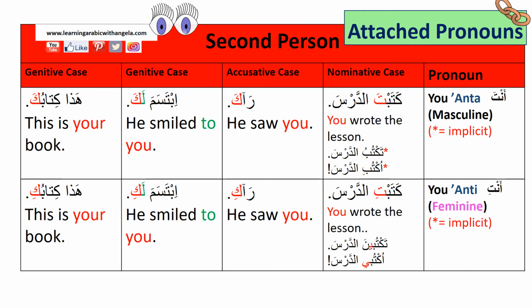رآكِ, he saw you. So over here the pronoun received the action and it is in the accusative case, being the object of the verb. ابتسم لكِ, over here the pronoun is attached to the particle of jar, forming a genitive construction and being in a genitive case. هذا كتابكِ, this is your book. Again, here we have a genitive possessive construction where the pronoun is attached to a noun, which is book or kitab.